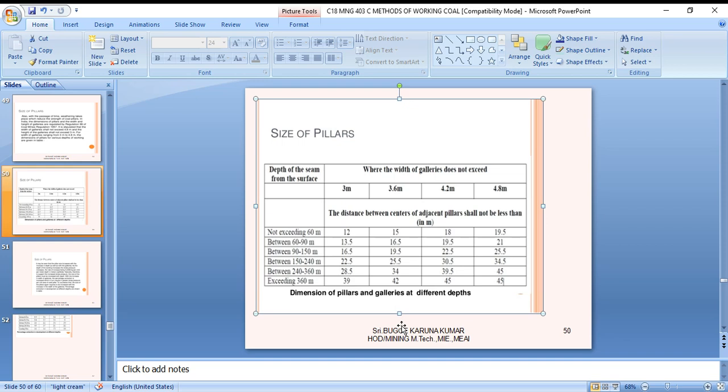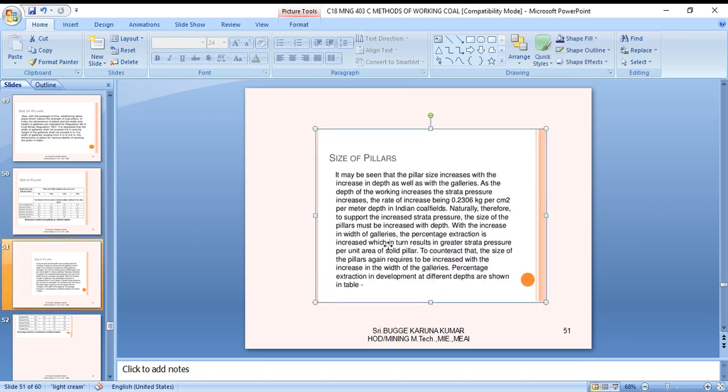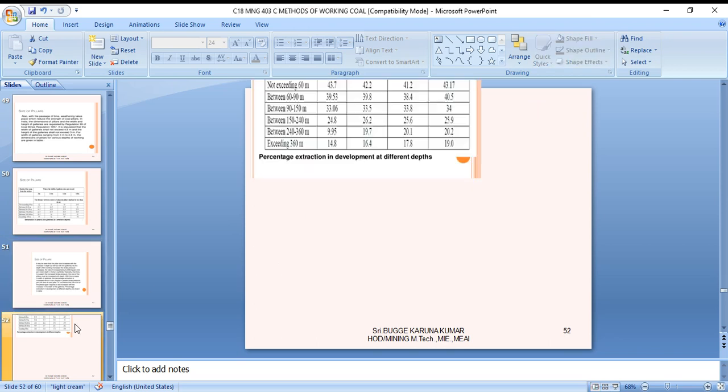Not exceeding 60 meters. The distance between the centers of adjacent pillars shall not be less than 12 meters, between 60 to 90, between 90 to 150, between 150 to 240, between 240 to 360, exceeding 360. So these are the center to center distances that are maintained, and the size of the pillar is as per Coal Mines Regulations.